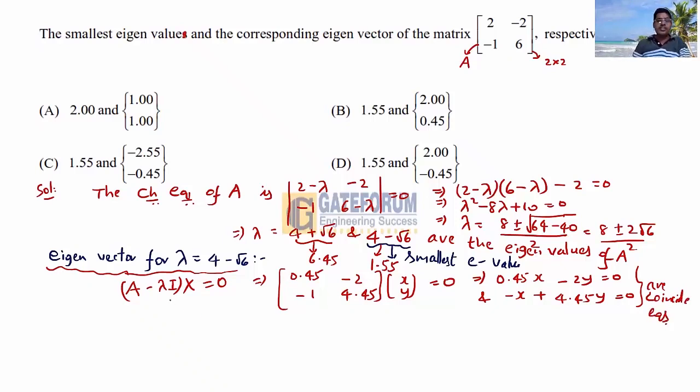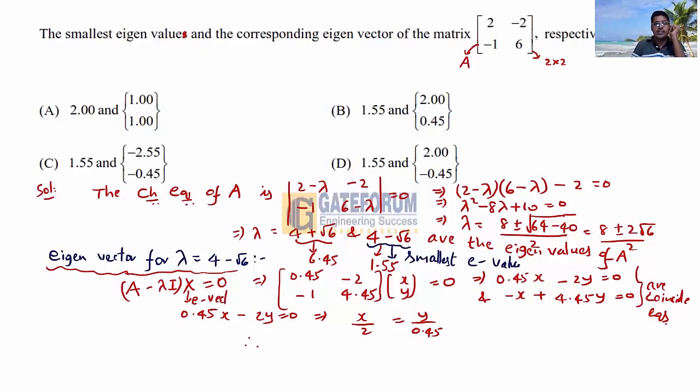Now the first equation: 0.45 into x minus 2y is equal to 0 can be written as x divided by 2 is equal to y divided by 0.4. So directly you will be getting x value 2, y value 0.45. So for one value of lambda, we will be getting infinitely many solutions. Such a set is an eigenvector.